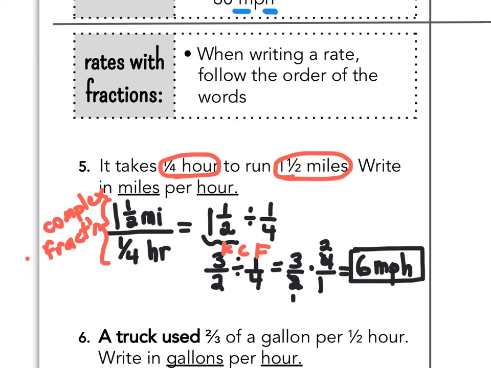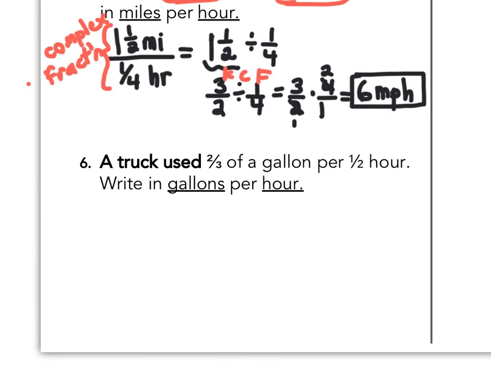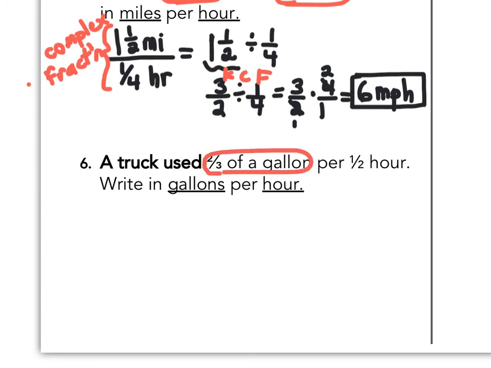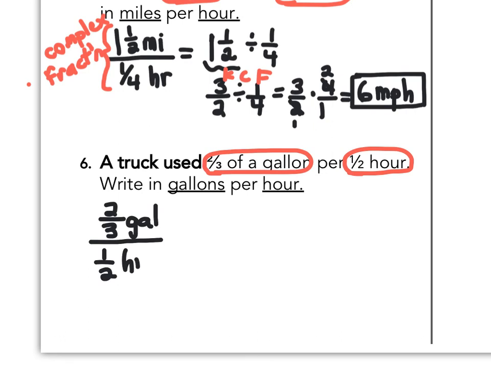Okay, let's try it again for this one. A truck used 2/3 of a gallon per half an hour, and then it says write in gallons per hour. So again, gallons per hour. That shows you how to set up your fractions. So we have our two numbers, 2/3 of a gallon per half hour. So our gallons, again, we're going to write 2/3. I'm going to abbreviate gallon, over 1/2 of an hour. So there's our complex fraction. And then we're just going to write it as a horizontal division problem. So 2/3 divided by 1/2.